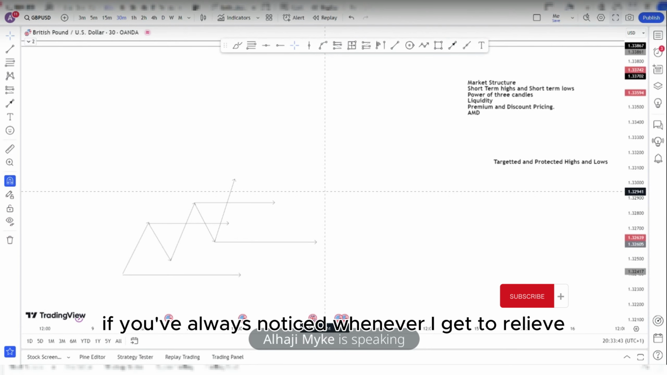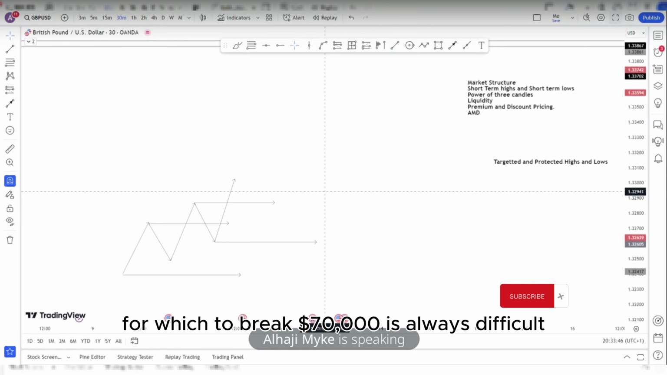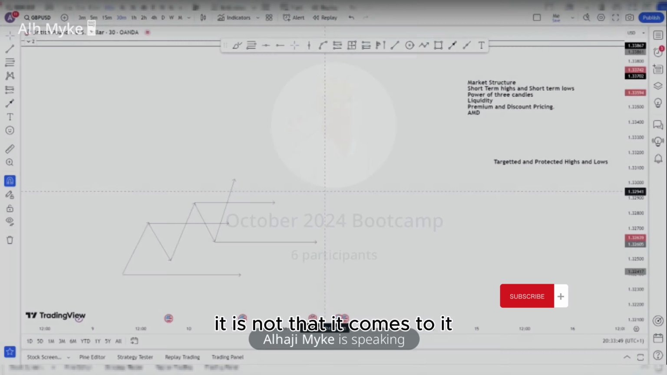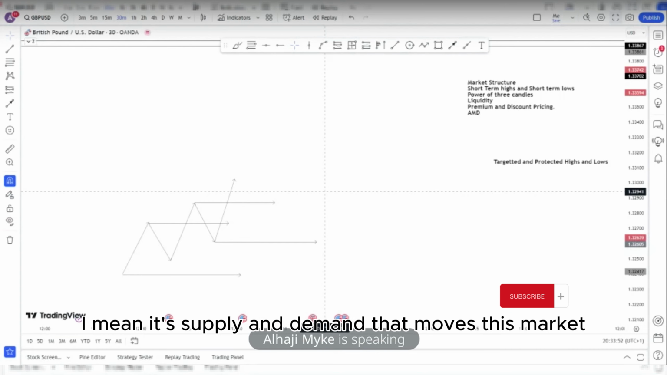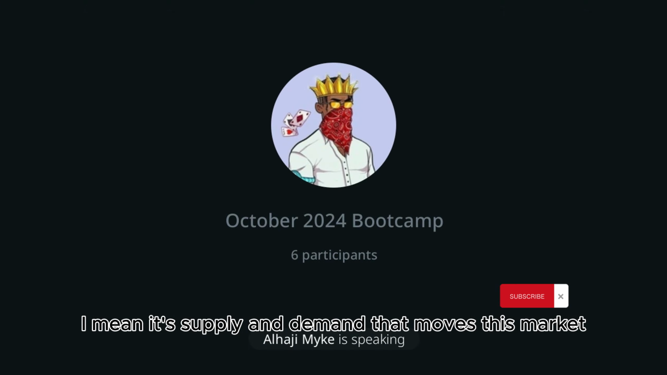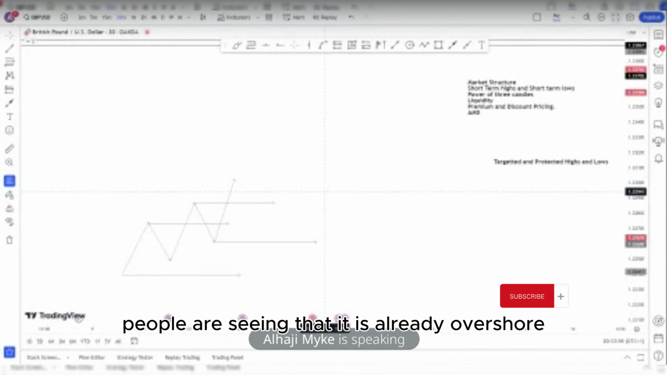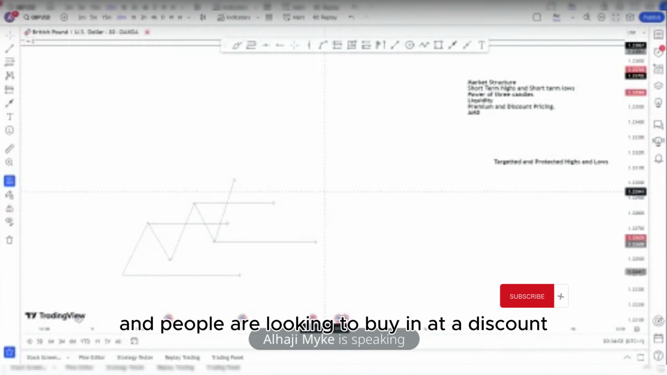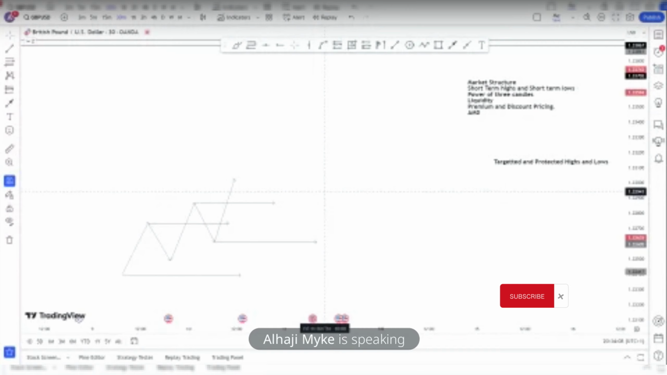If you've always noticed, whenever it gets to a level, there's this psychological resistance. For it to break $70,000 is always difficult. It is not that it can't do it; it's the fact that the community are not ready for it to happen. I mean, it's supply and demand that moves this market. Are we together? People are seeing that it is already overbought at that level, and people are looking to buy in at a discount. So that is why you end up seeing retracements. Are we together?